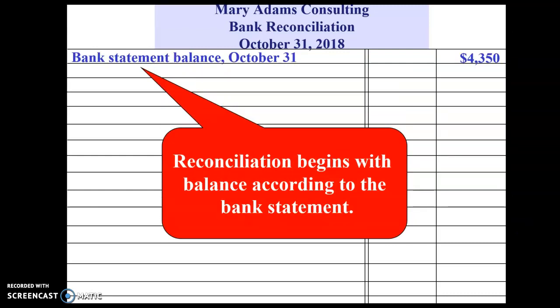So here, remember, we're going to have two sections. We're starting out with a bank section. This says bank statement balance, and notice it's for October 31st. It's the ending bank statement balance, not the bank statement balance from the beginning of October. We want the ending, and that was, we said, $4,350.